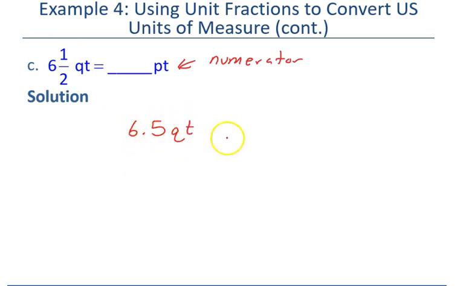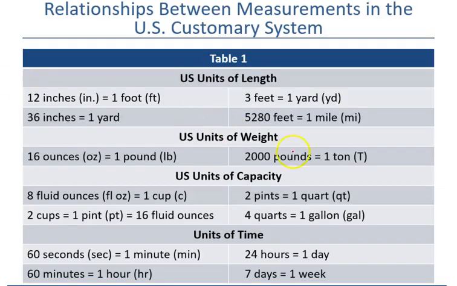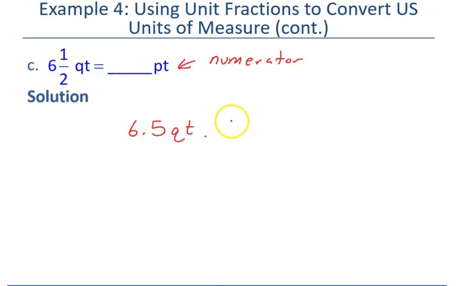Okay, quarts. And we're going to multiply that to, well, let's go back up all the way. How many pints are in a quart? Let's go all the way back up to our deal over here. We got 2 pints to 1 quart.